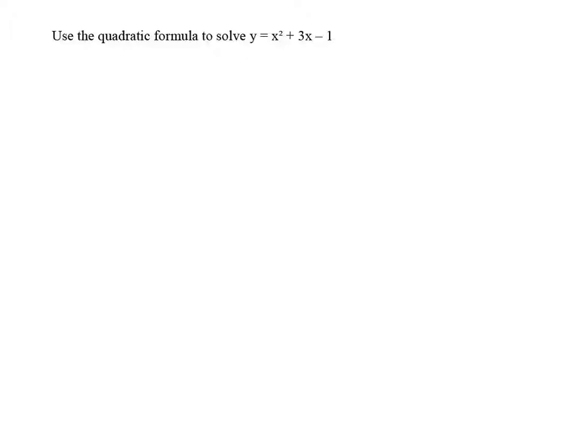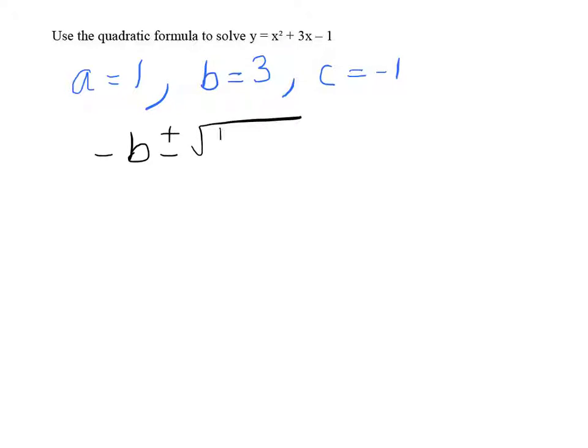And our last way of solving the quadratic is by using the quadratic formula. We're going to first of all take out our values for a, b and c. a is the coefficient of x squared, which in this case is 1. b is the coefficient of x, which is 3. And c is the constant term, which is minus 1. Then we're going to use the formula, which we're not expected to remember. It is in the formula sheet. It's negative b plus or minus the square root of b squared minus 4ac, all over 2a.